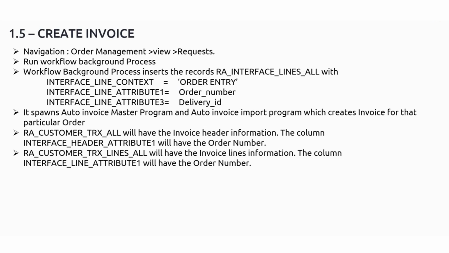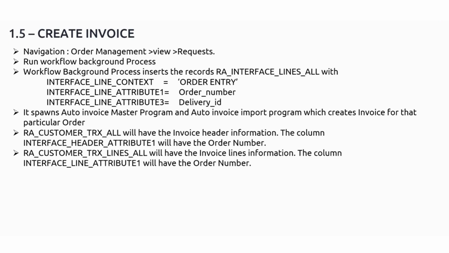There is a line context, which will be coming as ORDER ENTRY when the line is interfaced from the order management to the AR module. Then INTERFACE_LINE_ATTRIBUTE1, which is your order number. INTERFACE_LINE_ATTRIBUTE3, which is your delivery ID. And there is one more, INTERFACE_LINE_ATTRIBUTE6, which is your order line ID. Through these four, which is not mentioned, I'll update that, you can identify which order, which line, and which delivery this particular line in the interface table belongs to. This workflow background process is basically responsible to put the data into your interface table.